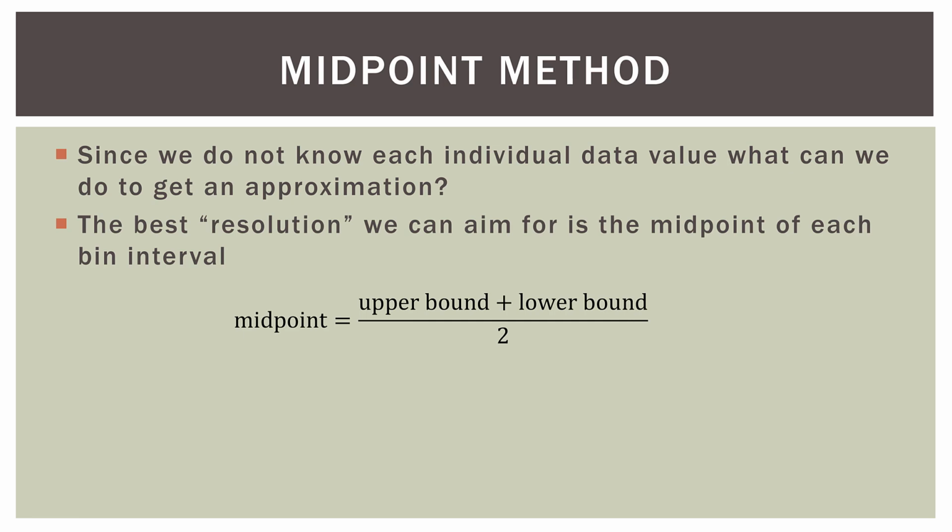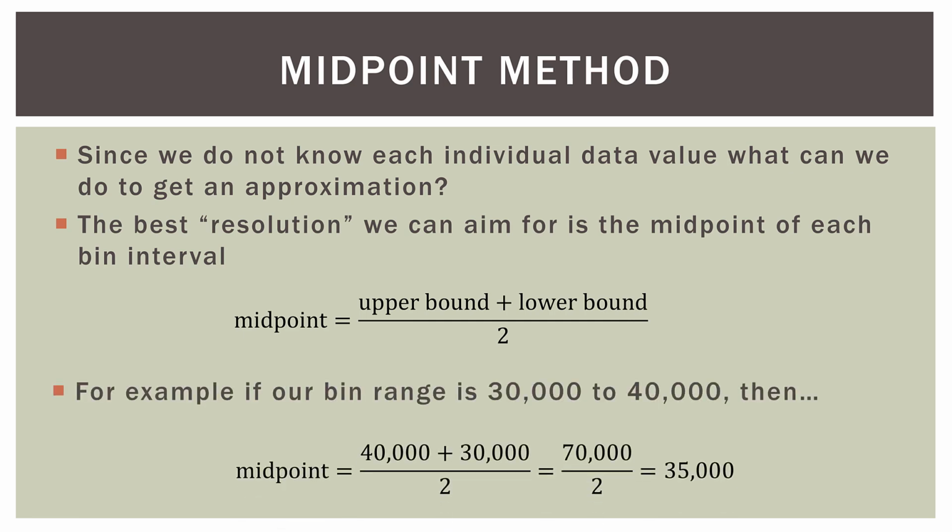It's simply the upper bound plus the lower bound divided by 2. Of course, it could also be the lower bound plus the upper bound, because with addition the order doesn't matter, divided by 2. But you get what I'm saying. So doing this simple math, we'll find the midpoint of that bin. For example, if our bin range is $30,000 to $40,000, again, this is why I rounded up a couple slides ago, it's simply 40,000 plus 30,000 divided by 2, and that is $35,000 for our midpoint for that bin.